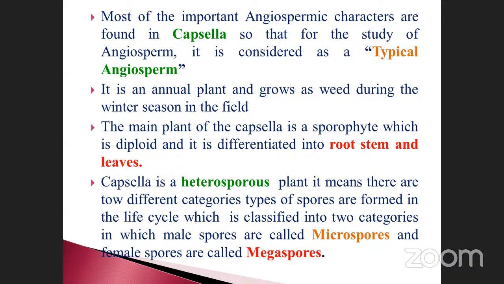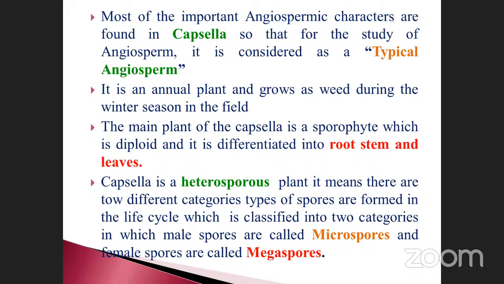That is also another specialized characteristic. Annual plant, and also seasonal. What is that? Seed-producing characteristics are also present in it. The main plant of the capsula is a sporophyte. Here, the sporophyte. What is the meaning of sporophyte?